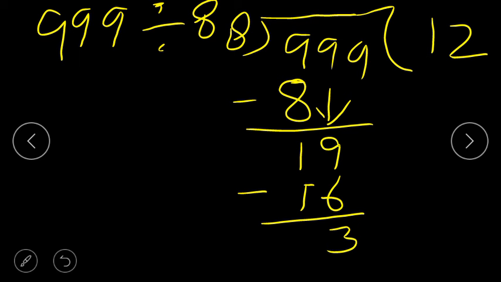Now you have to bring down this 9 that is left. Now read the table of 8 again. 8 ones are 8, 8 twos are 16, 8 threes are 24, 8 fours are 32, 8 fives are 40. 40 is more than 39. So you have to go back. 8 fives are 40, 8 fours are 32.